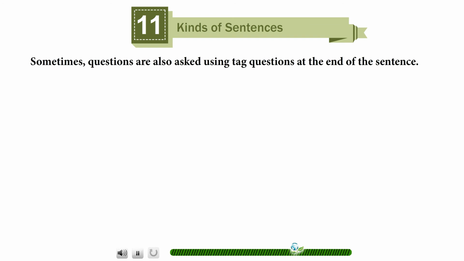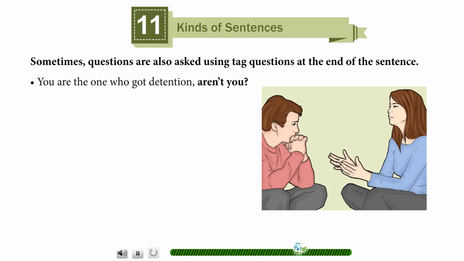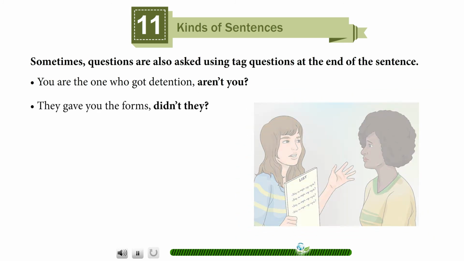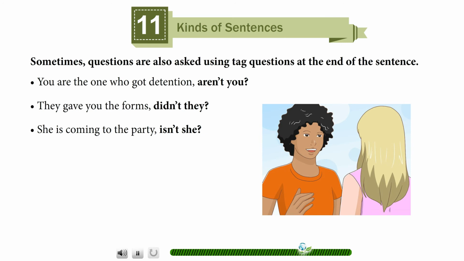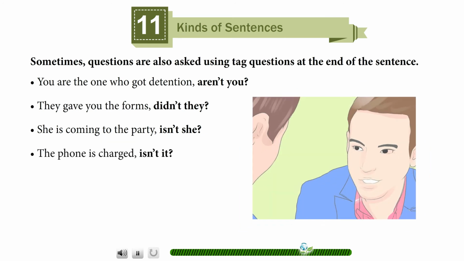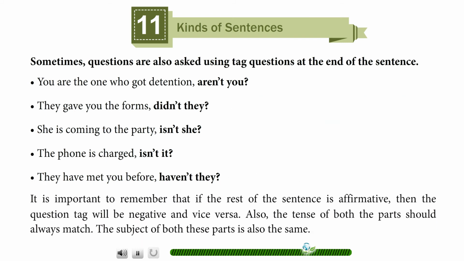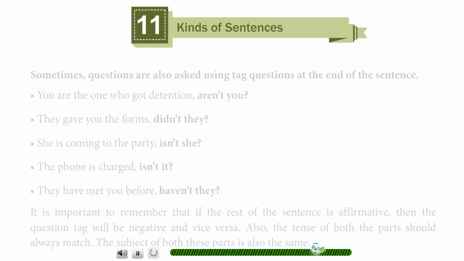Sometimes questions are also asked using tag questions at the end of the sentence. You are the one who got detention, aren't you? They gave you the forms, didn't they? She's coming to the party, isn't she? The phone is charged, isn't it? They have met you before, haven't they? It is important to remember that if the rest of the sentence is affirmative, then the question tag will be negative and vice versa. Also, the tense of both the parts should always match. The subject of both these parts is also the same.